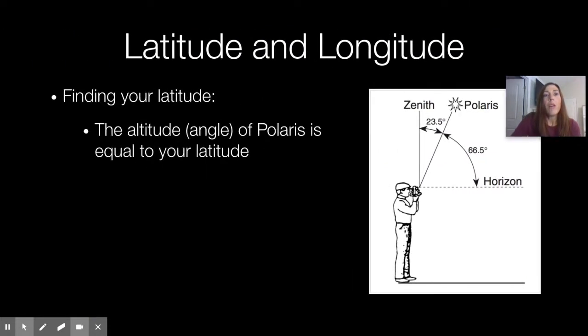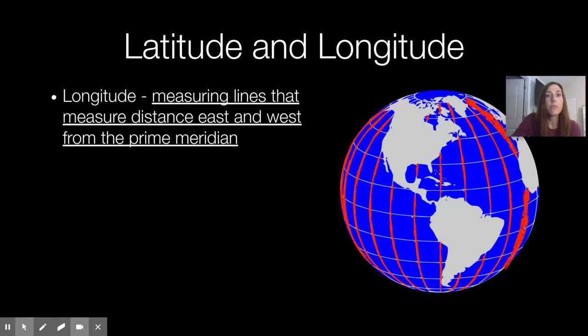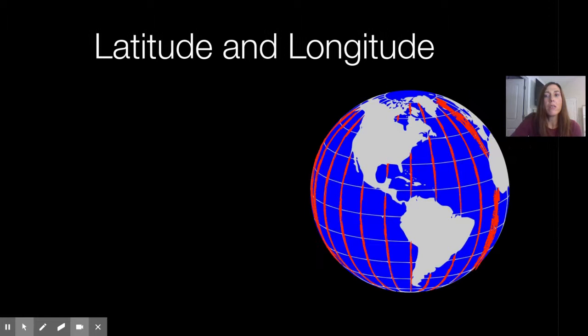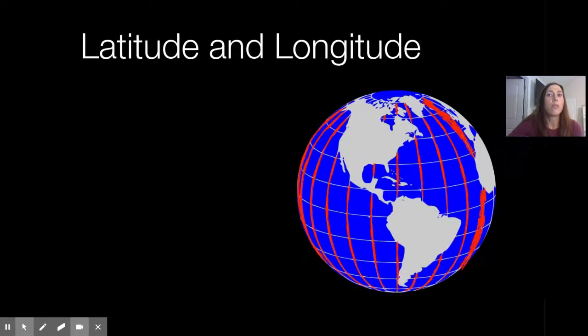The way that you will find your latitude is to calculate the angle of Polaris, and that will be equal to your latitude. Polaris is the North Star. I think you guys remember that. But Polaris is the star in the sky, the brightest star in the sky. And you calculate the angle of yourself to Polaris, and that tells you your latitude, just to be sure.